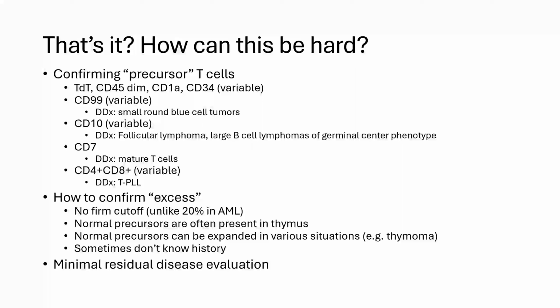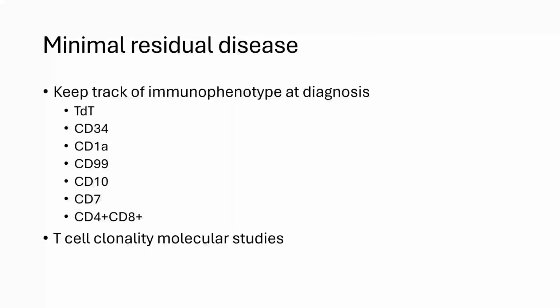In addition, confirming excess blasts can theoretically be challenging for T-ALLs. Again, there's no firm cutoff, unlike the 20% we see in many AMLs. And normal precursors are often present in the thymus, and they can be expanded in various situations, such as if there is a thymoma. Furthermore, determining minimal residual disease can present some challenges.